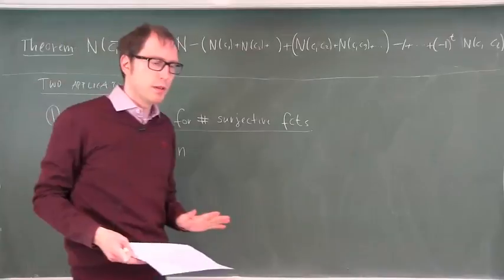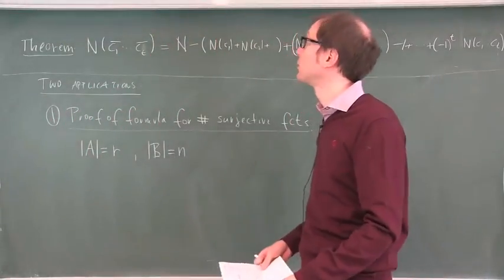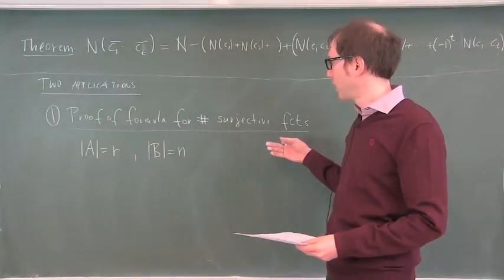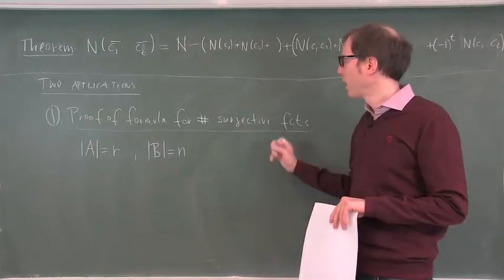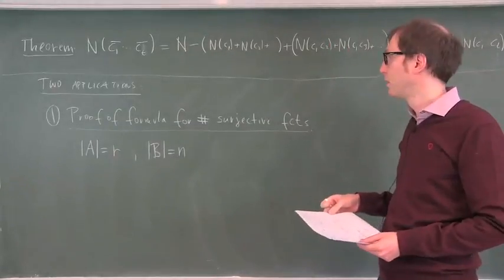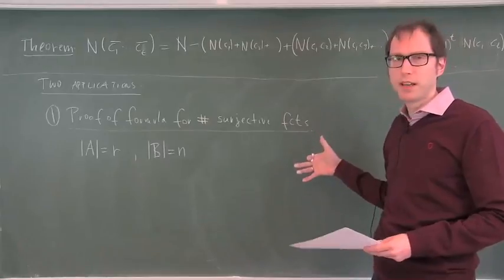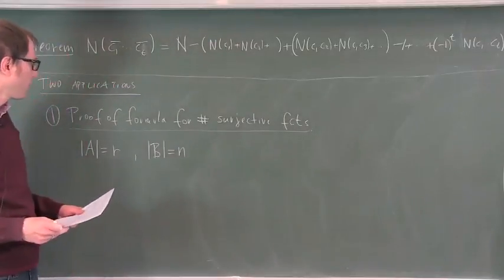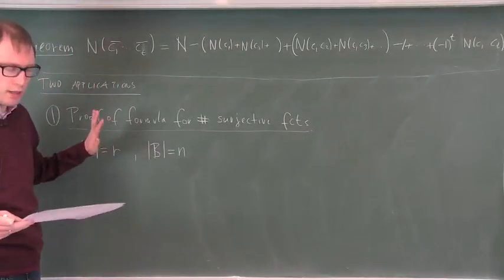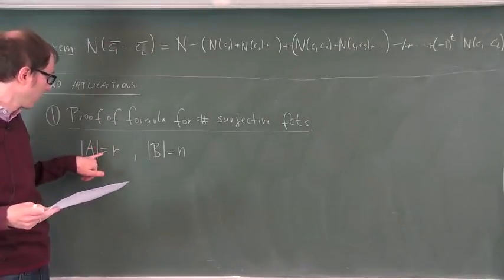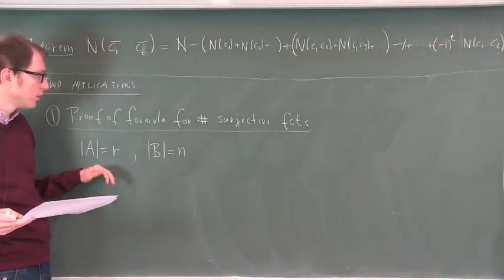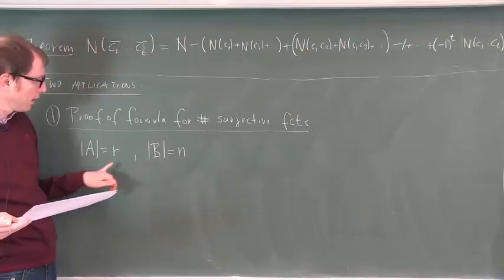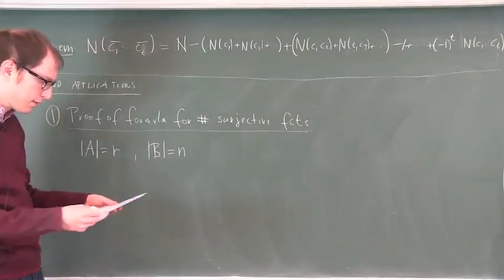And there are 2 important applications. There are many, but here are 2 important applications I would like to talk about now. First is a proof of that crazy formula we had for the number of surjective functions. At that time it was not completely clear where this came from, and it looked complicated. Here now we can finally prove this. So recall the setting: we are talking about surjective functions from a set A to a set B, where A has R elements and B has N elements.